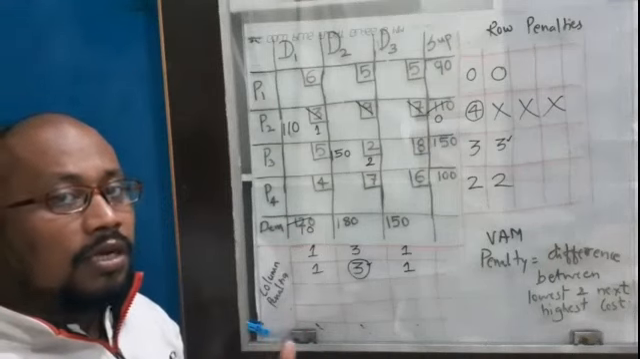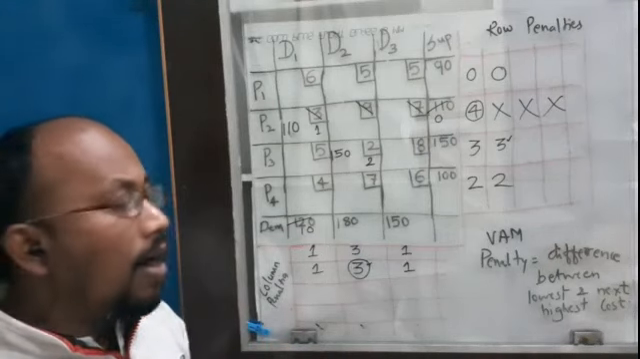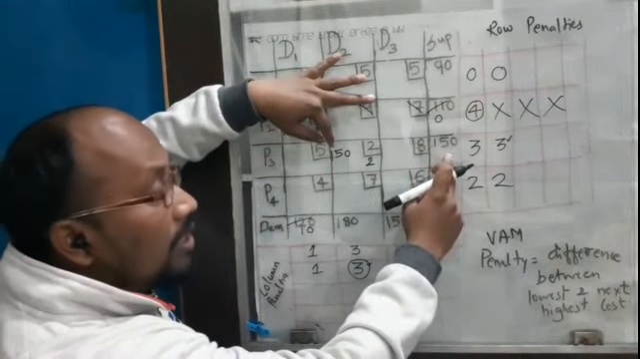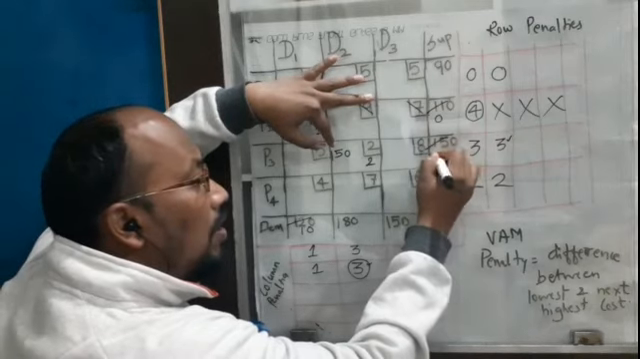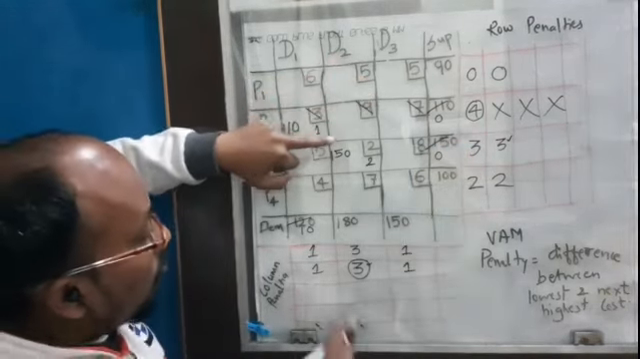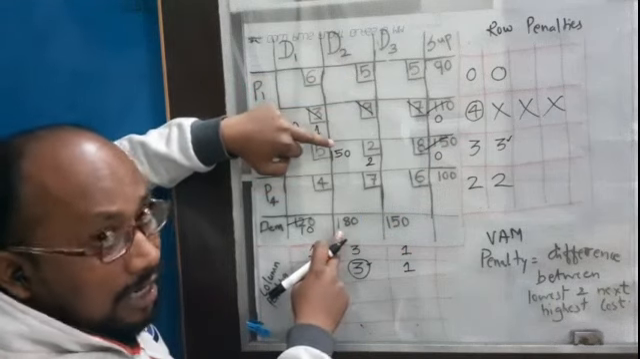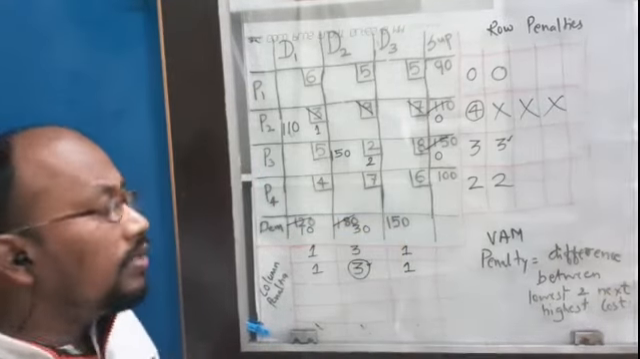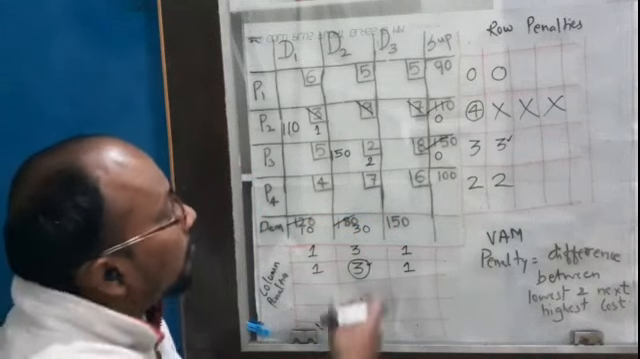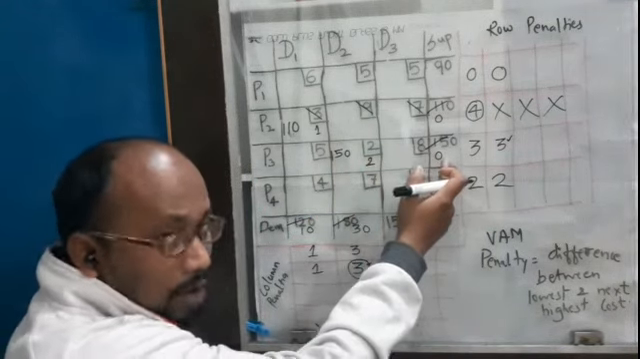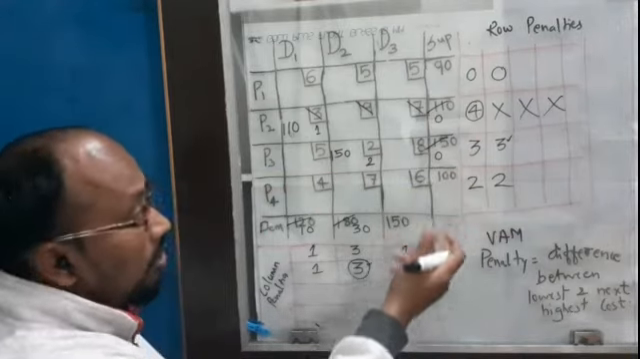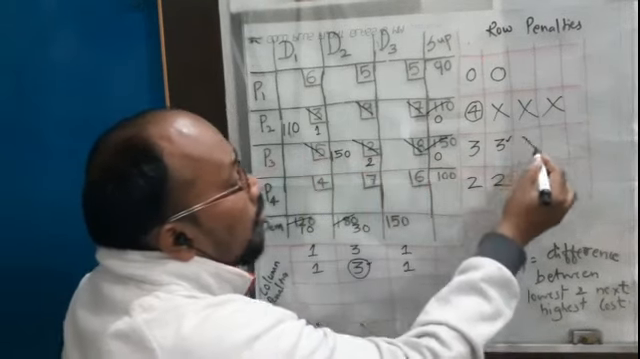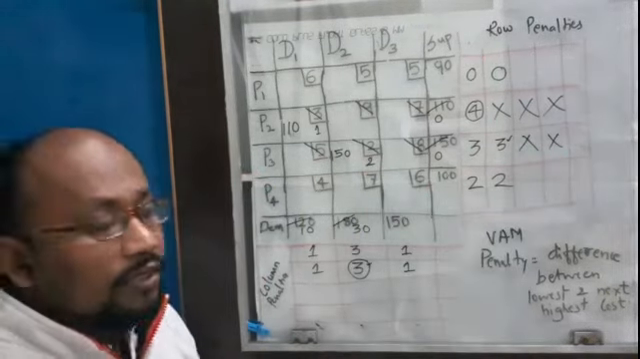We have allocated the units, and I will update the supply and demand. P3 had a capacity of 150, but it is transporting 150, so nothing is left, zero capacity. D2 was requiring 180, out of which 150 has been satisfied. The remaining unsatisfied demand is 30. Now, as the supply of this row has been exhausted, we will eliminate this row and we will not calculate its penalties.